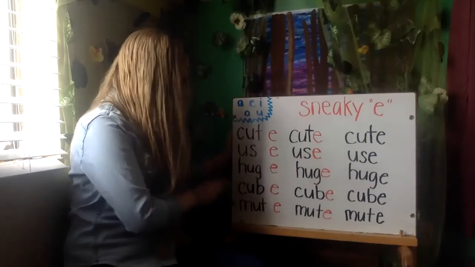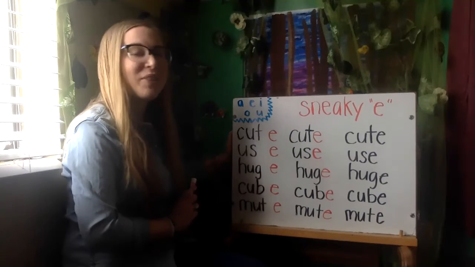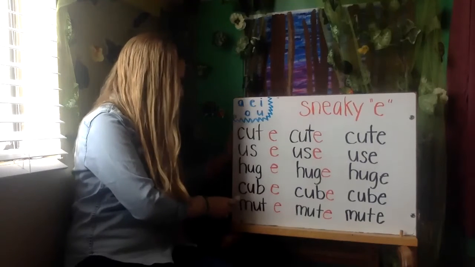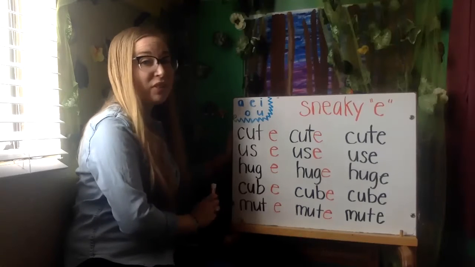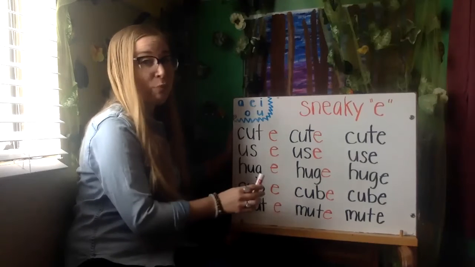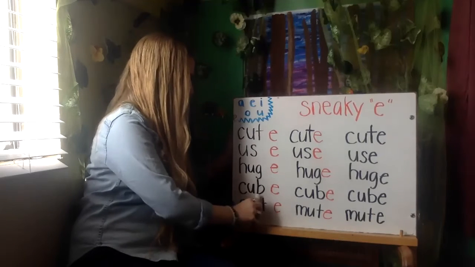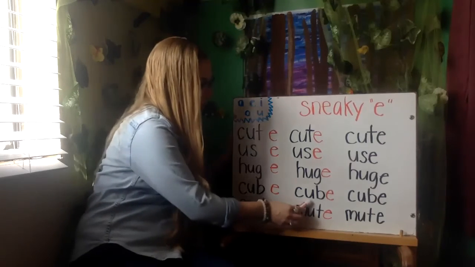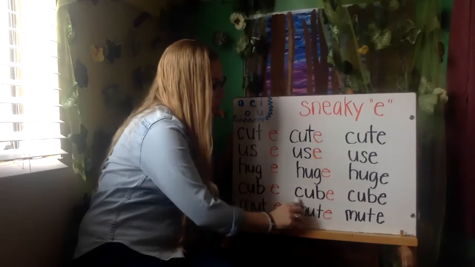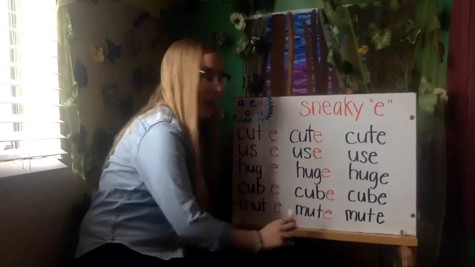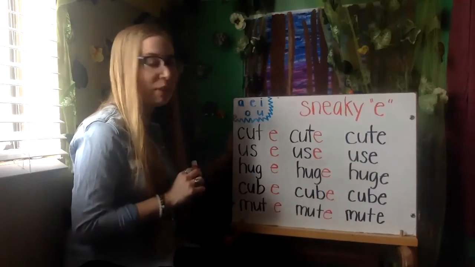Now these other examples, it's going to make that vowel say its name, and it's not going to change any of the other letters. So let's go and see what the other examples are like. Sound by sound. Blend it together. Now I'm just going to say the word blended together. I'm not going to go sound by sound anymore. Cub. When we add a sneaky E to the word cub, it's going to make that vowel say its name. So what's that vowel's name? Go ahead and read that word. Cube. One more time. Cube.